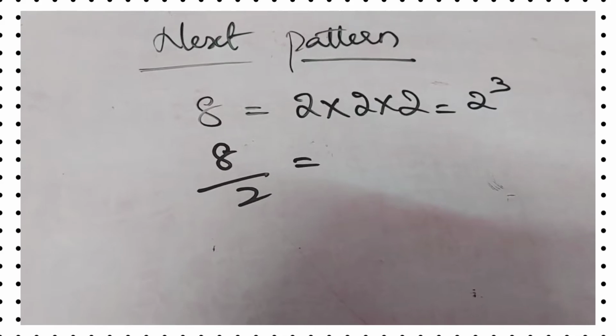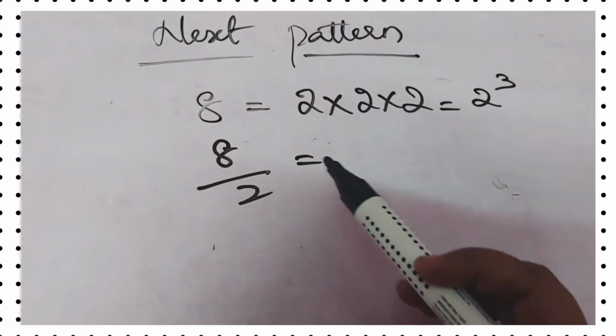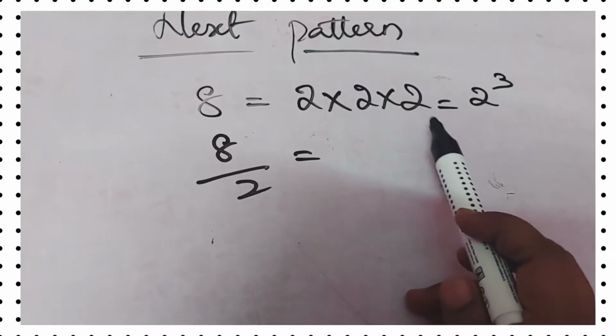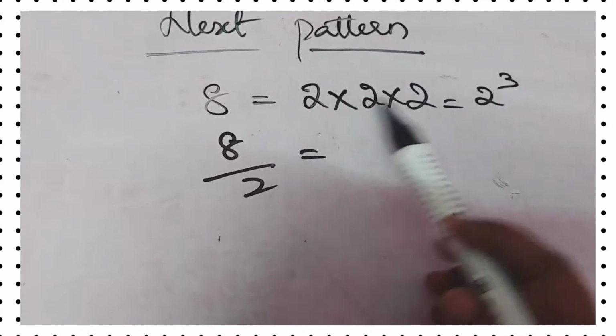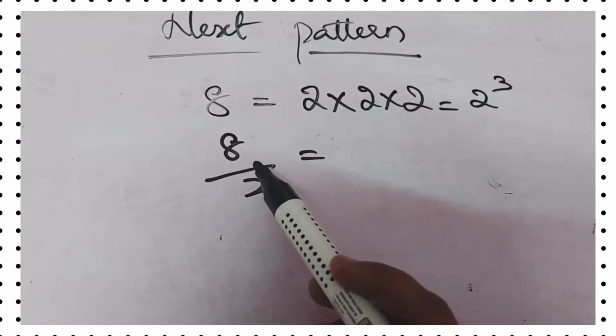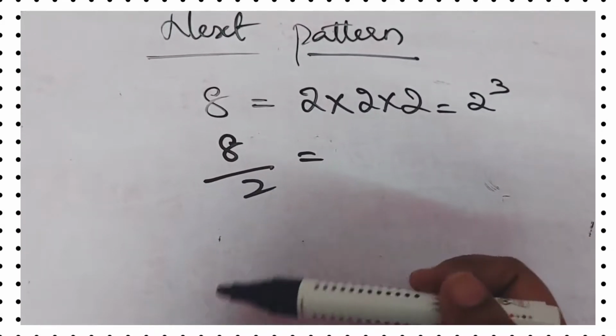So now let's study the next pattern. How to write this 8? 8 is equal to 2 into 2 into 2. It is 2 2s are 4, 4 2s are 8. We can write 8 as 2 to the power of 3. Now we are taking 8 by 2, we have to divide by 2.